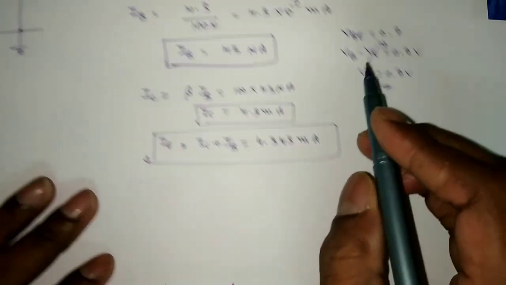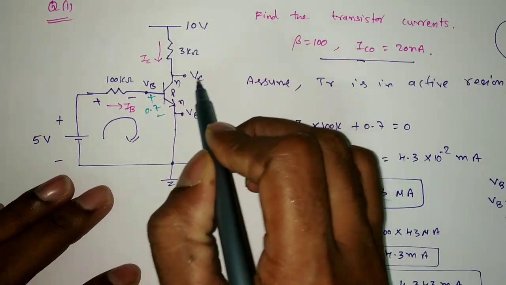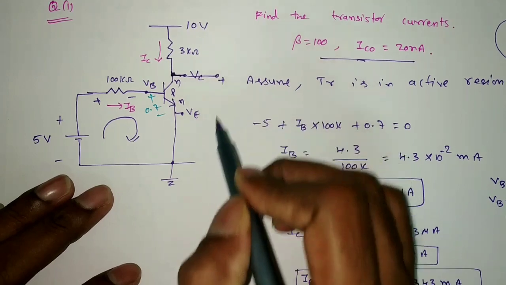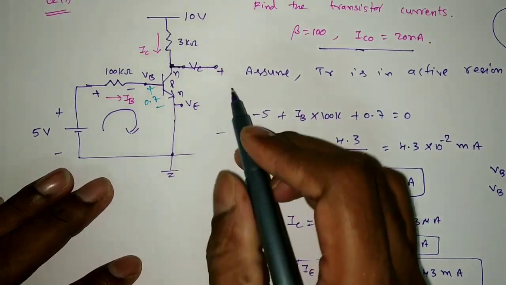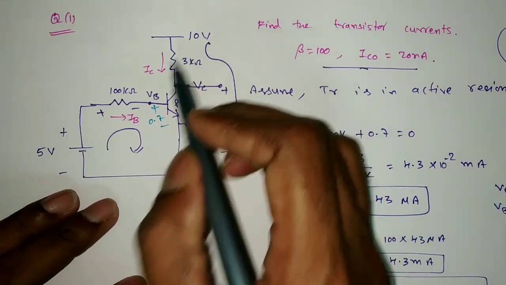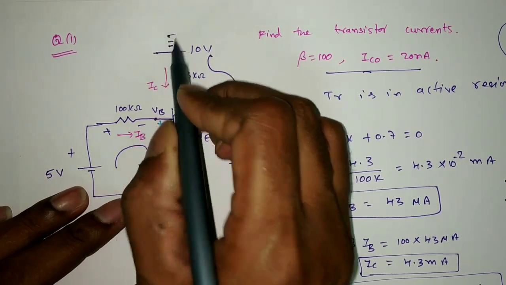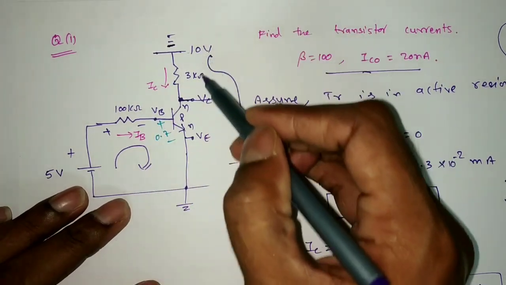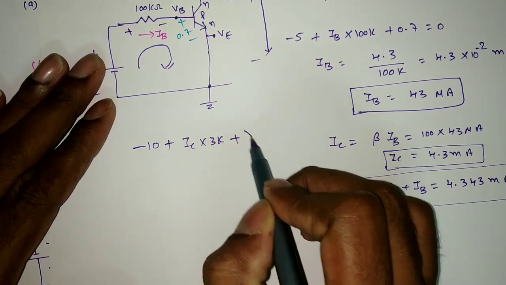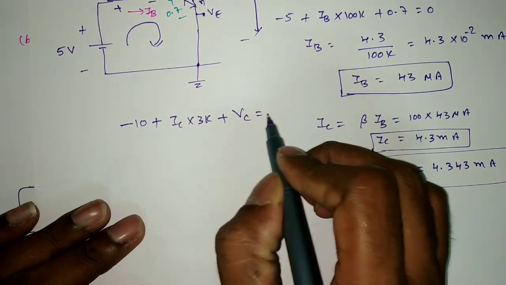Then I know VB. Then what we need to find? VC. Very simple. Apply KVL here. So this is the VC. So always remember, whenever we are finding this terminal voltage, it is with respect to the reference terminal. So we can apply KVL like this. And here we may get doubt. This is the plus 10, so that means it will be from grounded. So grounded means minus terminal. So if I go like this, minus 10 plus IC into 3 kilo plus VC. So I'm touching the positive side of this collector terminal. So plus VC is equal to 0.